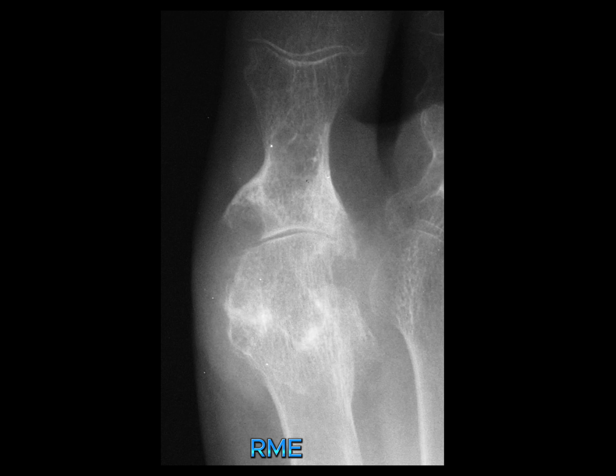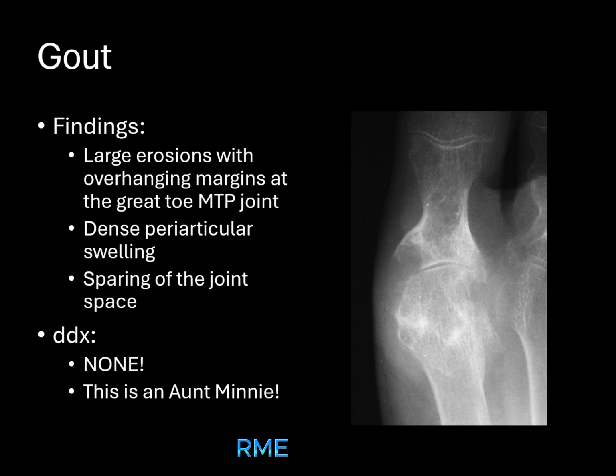This image shows large erosions with overhanging margins at the great toe metatarsophalangeal (MTP) joint, dense periarticular swelling, and sparing of the joint space. These findings are characteristic of gout. The rat bite erosions and periarticular swelling are key features. No differential diagnosis is needed here.